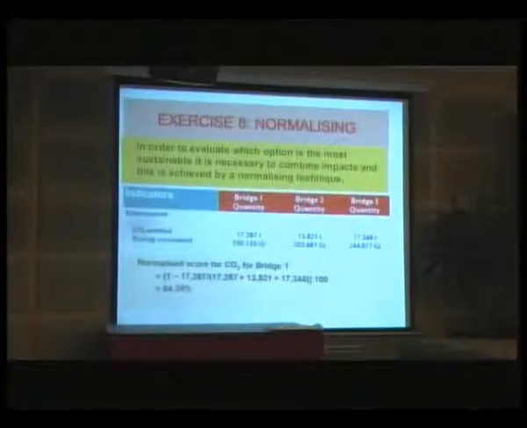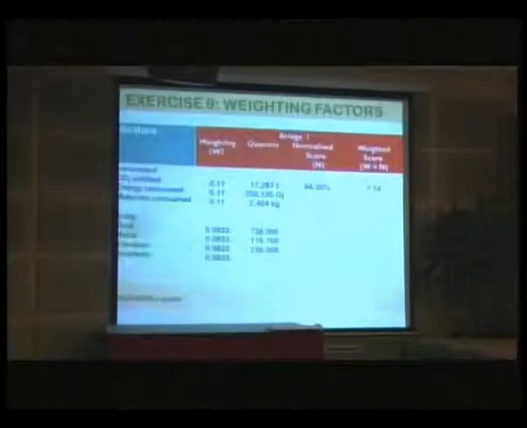what we've suggested is that you normalize them. And this involves dividing each of the scores by the sum of the scores for the other 3 bridges. There's a little calculation there which is shown, and if you take it away from 1, you end up with a normalized score for bridge 1. You'll see the details of this in the paper that I've handed out to you.